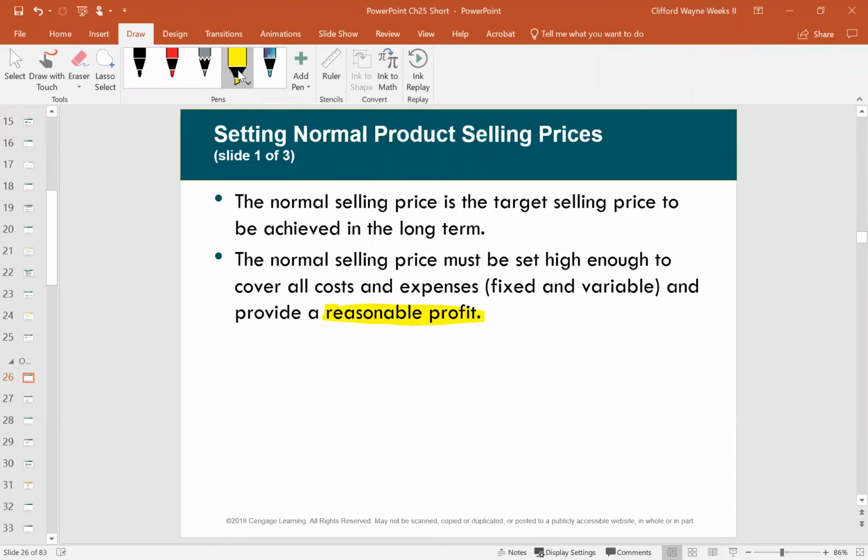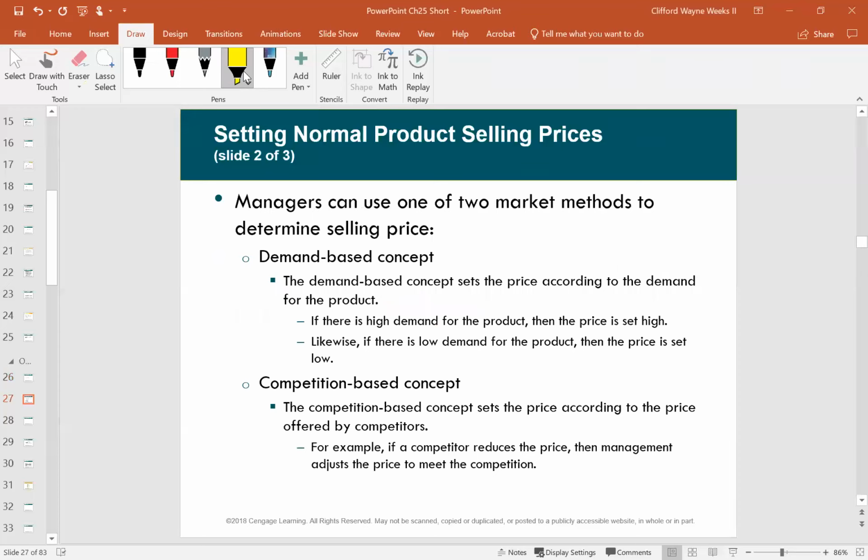Now, I do want you to know that they walk you through several different methodologies when it comes to setting the selling price. The other methods are discussed in the appendix, and I will briefly bring that up, but it's more conceptual than it is calculations. And so in setting a normal selling price, managers use one or two market methods again to determine the selling price.